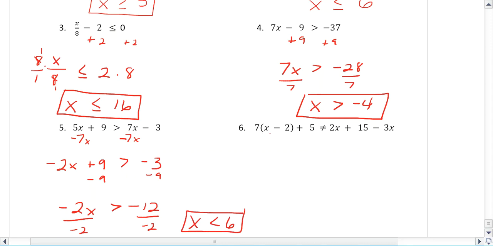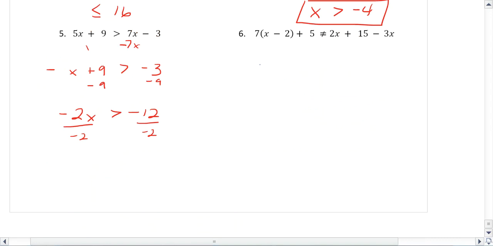All right, this last example is a not equal to one. And so you pretty much do everything the same as you did with an equal, and we'll just find out what the answer is not. All right, if you recall, we do need to start with our distribution. So let's distribute this 7 first. So I have 7x minus 14 plus 5 is not equal to, and I can go ahead and combine these like terms, and we'd get negative x plus 15.